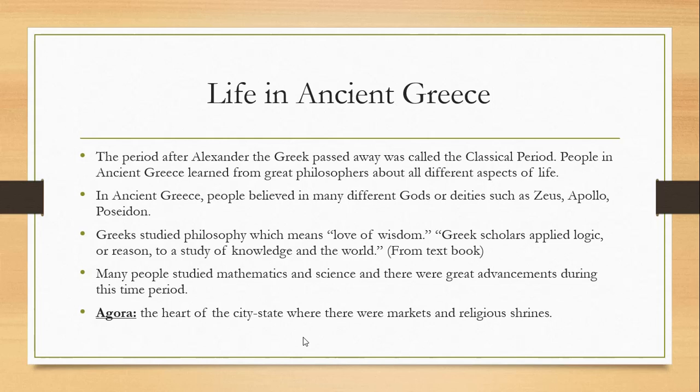In ancient Greece, all of the city states had different religious beliefs, but for the most part, they all believed in many gods, or deities, such as, I'm sure you've heard of, the god Zeus, Apollo, Poseidon. These were their religious beliefs in ancient Greece. They believed in many gods, who were all gods of different things. So Poseidon was the god of the seas.